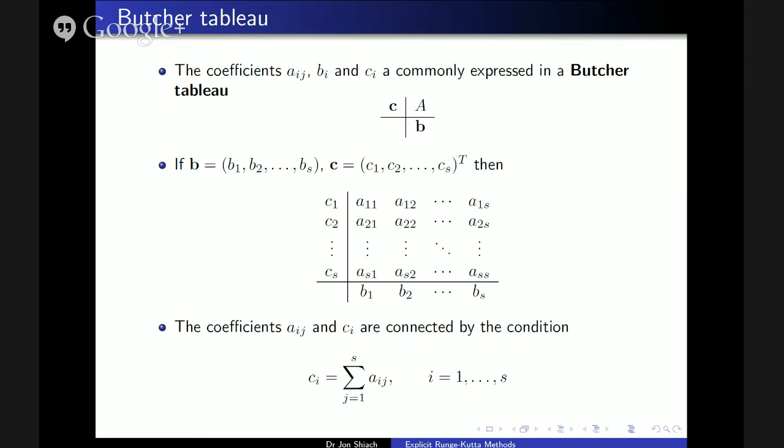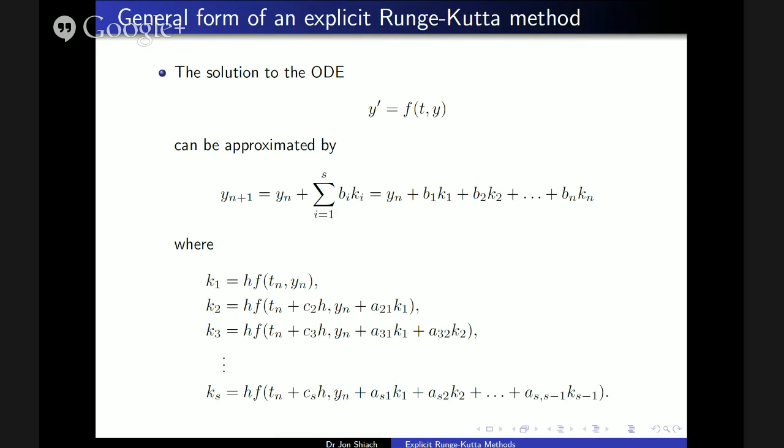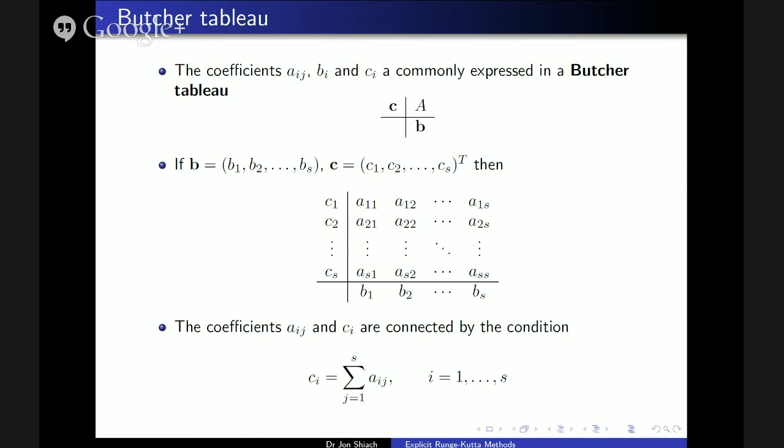Finally, in the top right quadrant, we have our matrix A. If I go back a slide, these are what we multiply the previous values of the stages by and add onto the y in the function evaluation. So you can see a21 k1, a31 k1 plus a32 k2. The c's are what we multiply h by and add to t. The a's are what we multiply the k's by and add to y. So in order to define a Runge-Kutta method, we just need our c's, our b's, and this matrix A. That's all we need, and that's known as a Butcher tableau.